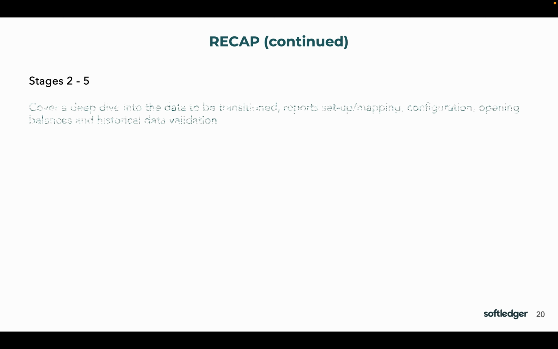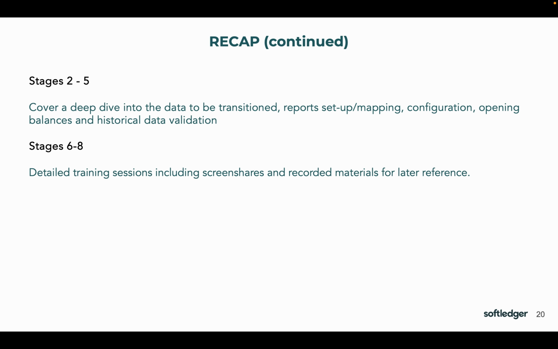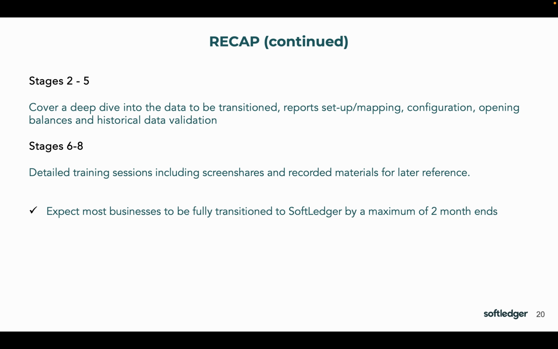Stages 2 to 5 cover a deep dive into the data to be transitioned, like report setup and mapping, configuration, opening balances and historical data validation, while stages 6 to 8 include detailed training sessions using screen shares and recorded materials for later reference. We expect most businesses to be fully transitioned to SoftLedger in a maximum of 2 month ends.